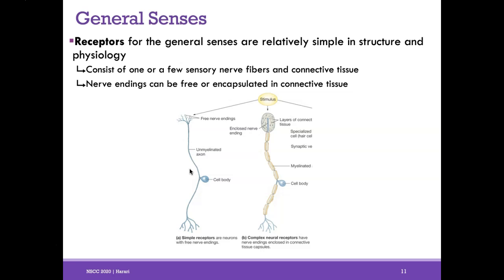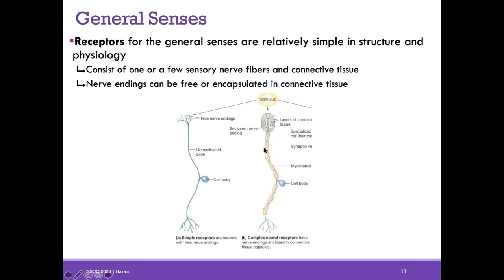So now let's talk about different types of receptors. Receptors for the general senses are very simple. The general senses include touch, pain, vibration, stretch, all that stuff. These consist of one or a few sensory nerve fibers, possibly with some connective tissue. So you can have a very simple receptor, which is as simple as just a sensory neuron with free nerve endings, and that can respond to the stimulus directly.